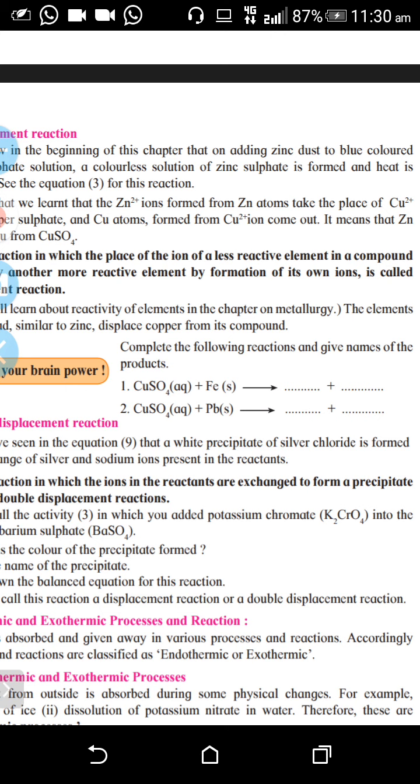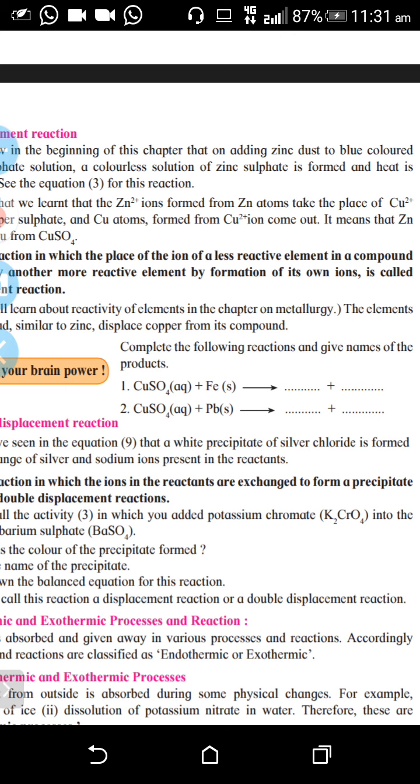The ferrous sulfate, FeSO4, is ferrous sulfate. Ferrous sulfate solution is formed, and copper is deposited. So copper will be separated from this. You can take another example that is also shown: copper sulfate plus Pb. Pb is lead. You can take any metal, zinc or any other metal. One example we have done is copper sulfate plus Fe.